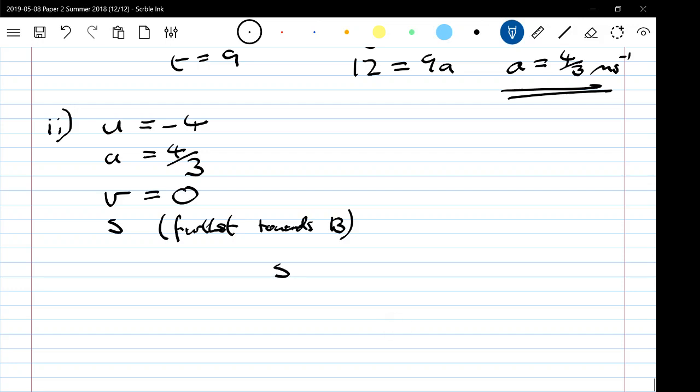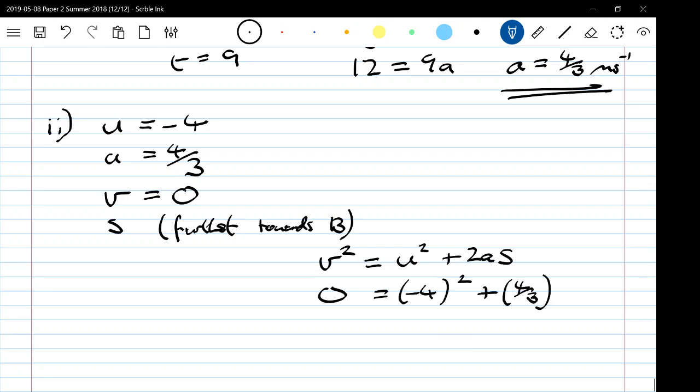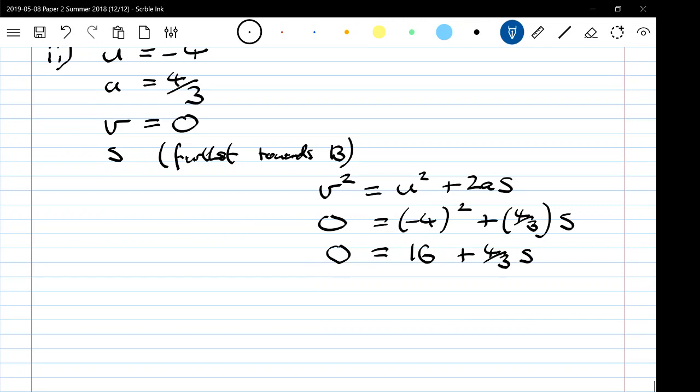So that is S equals U, V squared is U squared plus 2AS that we're using. So 0 is minus 4 squared plus 2 times 4/3 times S, which gives me that 0 is 16 plus 4/3 of S. Oh, I forgot the 2. Thank you. So 8/3.